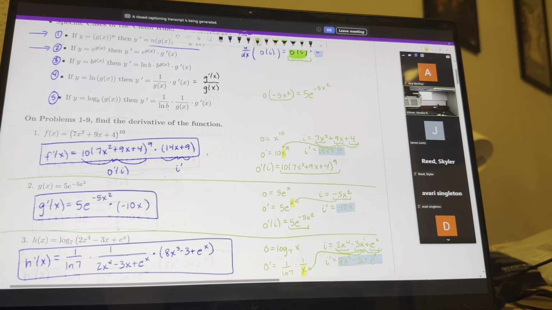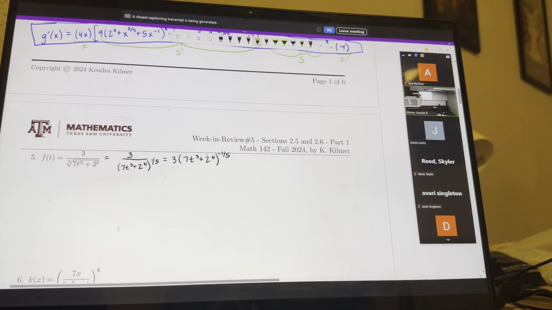You can view it as just case 1 of the chain rule. Or if you want to, I'll do one more time of identifying my outer and my inner. So I'm going to view my outer as 3t to the negative 1/5. My inner is 7t cubed plus 2 to the t. I need to find the derivative of each. So O prime, we have that 3 out in front, and then that negative 1/5 comes down. So we have negative 3/5 t, and then we subtract 1. Negative 1/5 minus 1 gives me negative 6/5.